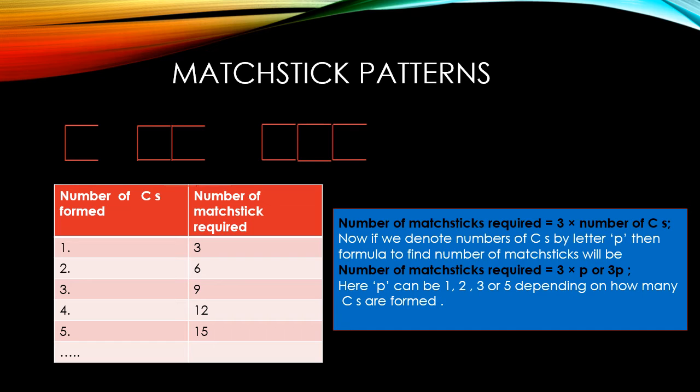Now P can be 1, 2, 3 or 5 depending on how many C's are formed. So if we have to create a pattern of 60 C's, we will put P equals 60, and 60 into 3, 180 will be the number of matchsticks required.